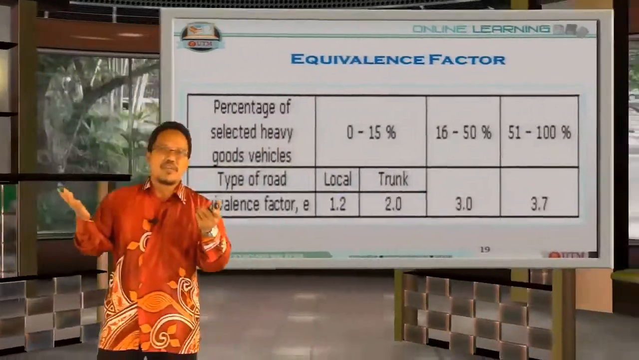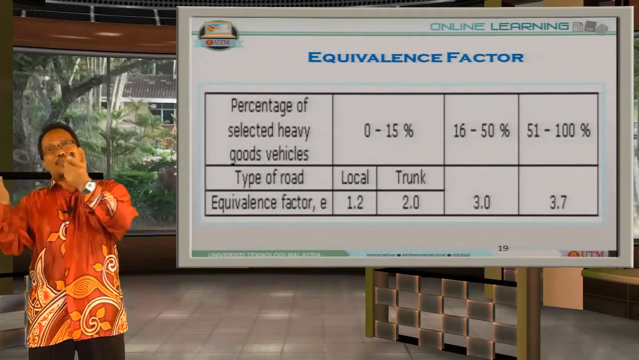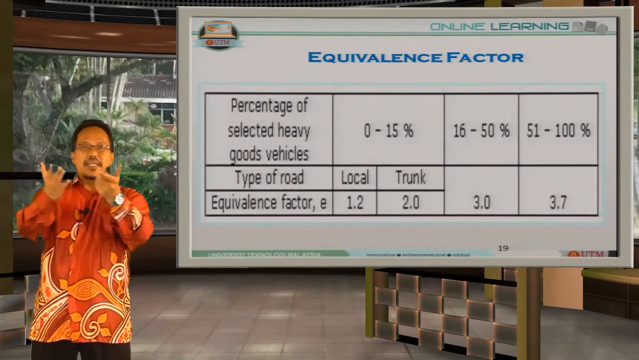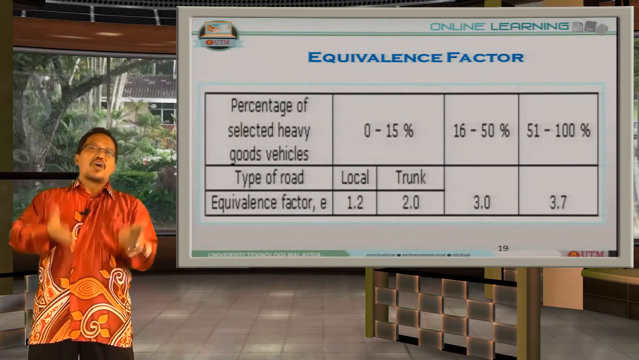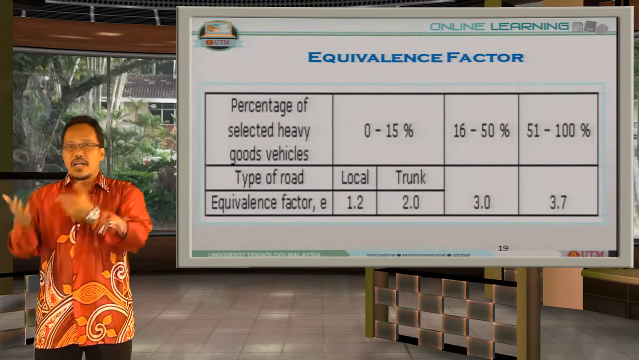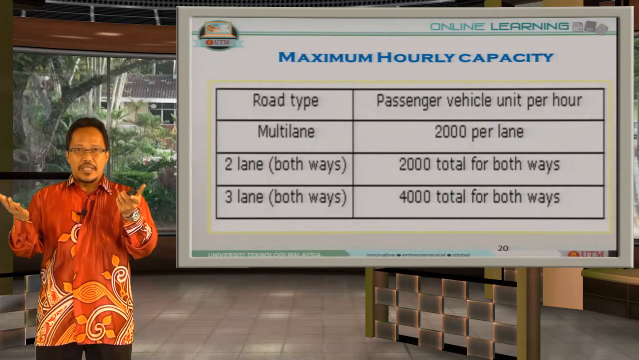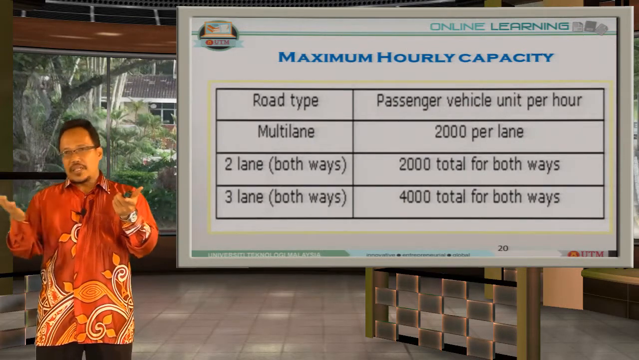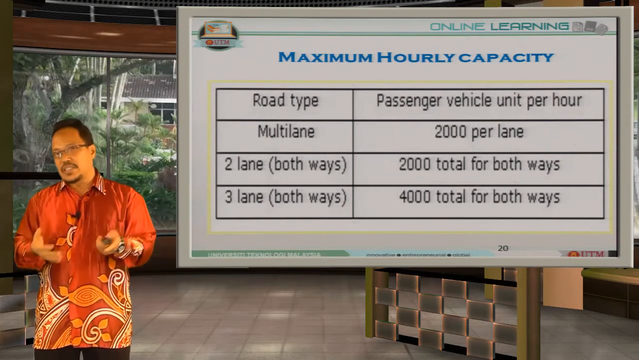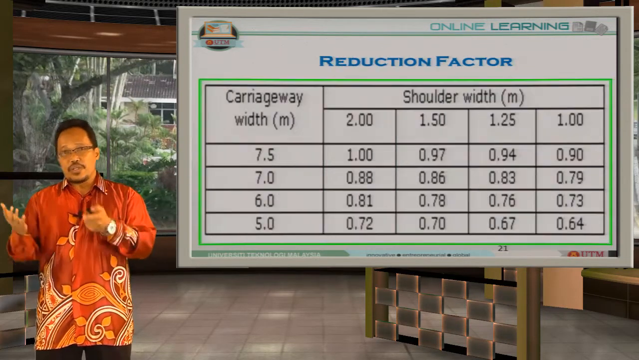Okay, these are the equivalence factors, based on the percentage of commercial vehicles. As I said, if you don't have it, use 2.52. The latest is 3.7. Then the maximum hourly capacity: for multi-lane, 2,000 per lane, and so on. This is just to check the capacity of your road.